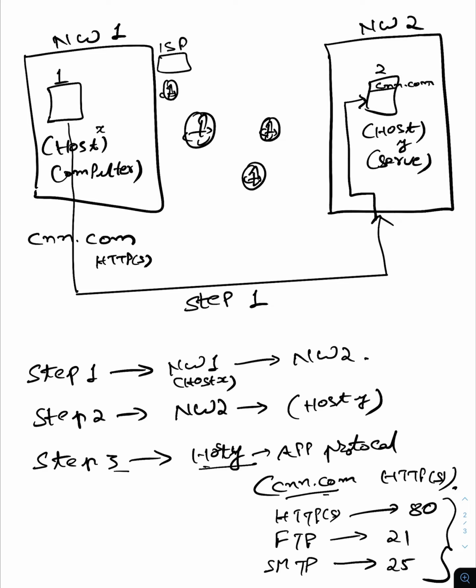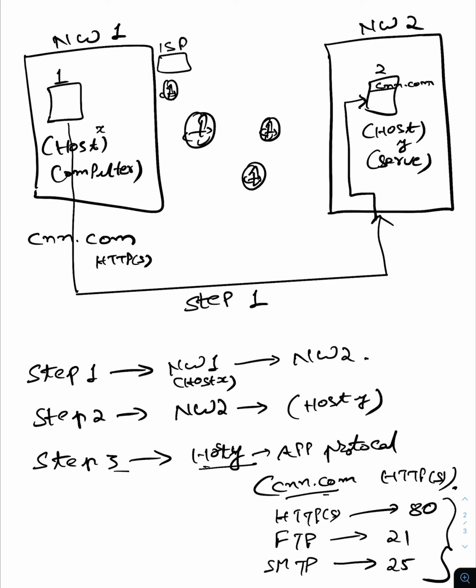So your request goes from one network to the other network, which is step 1, and in step 2 it goes to the particular server you are looking for. Here it's host Y, and the third is, based on the application, it takes its port number and requests on the particular port.